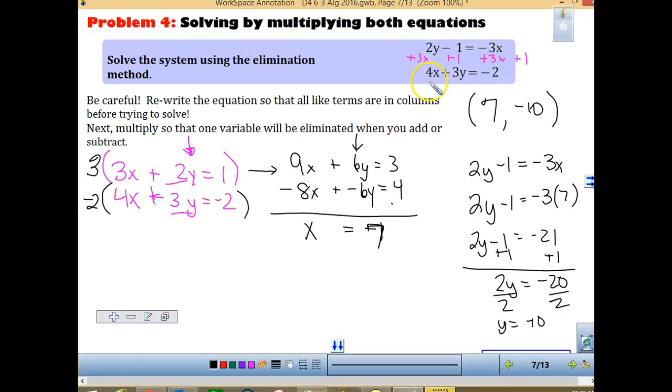So now I want to check in this equation. And some of you are like, I don't need to do the check. And this is where you can't check it in the first one because you used that one. 7 and negative 10 will definitely work. So we go to the second one. And we put 4 times 7, 28, plus 3 times negative 10. So 28 plus negative 30, is that going to give us negative 2? It checks, it gives us negative 2, right? It has to work in the other equation because it will definitely work in the first one.